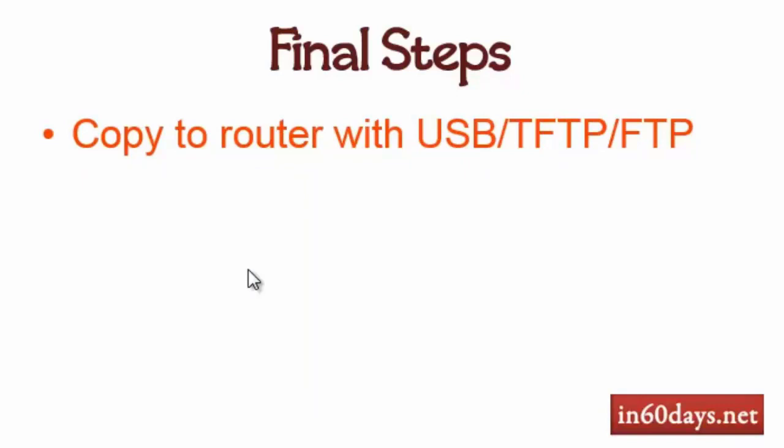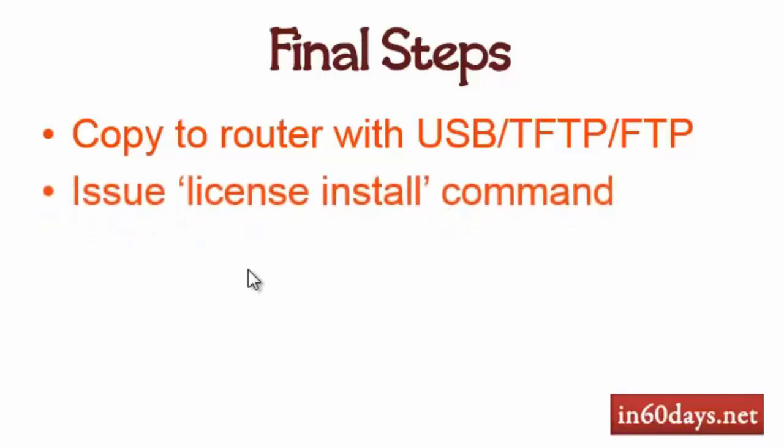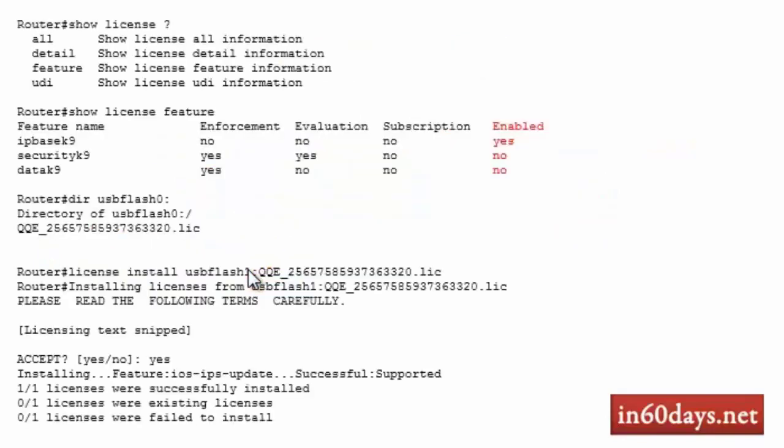Final steps. You copy the file to the router with a USB stick, TFTP or via FTP. Issue the license install command, and then you can reload the router to activate all of the features.